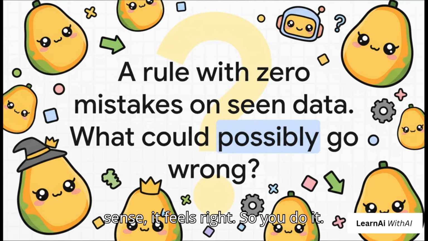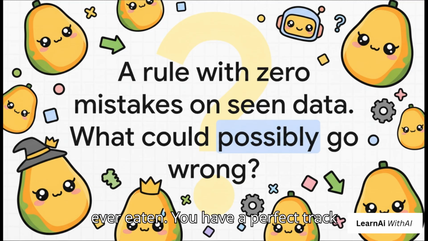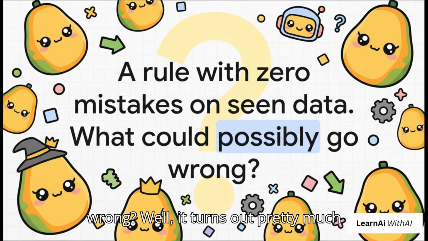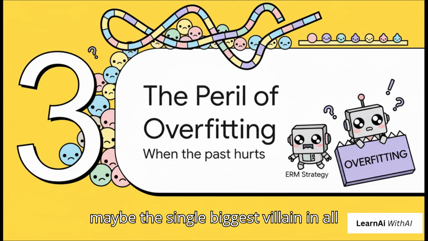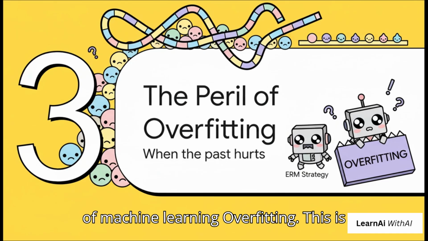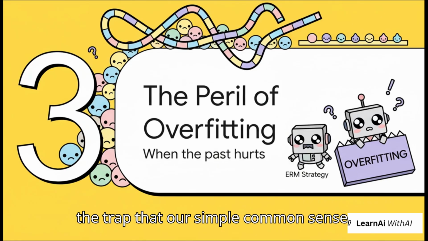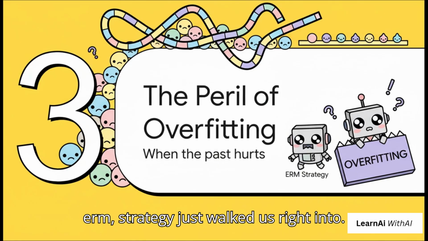So you do it. You find a rule that flawlessly categorizes every single papaya you've ever eaten. You have a perfect track record. What could possibly go wrong? Well, it turns out pretty much everything. And this brings us to what is maybe the single biggest villain in all of machine learning, overfitting. This is the trap that our simple, common-sense ERM strategy just walked us right into.